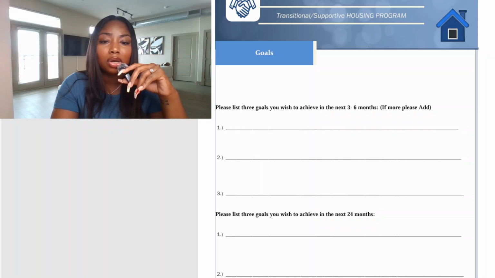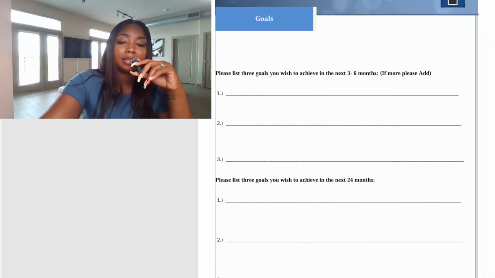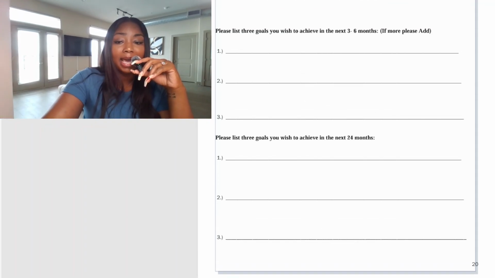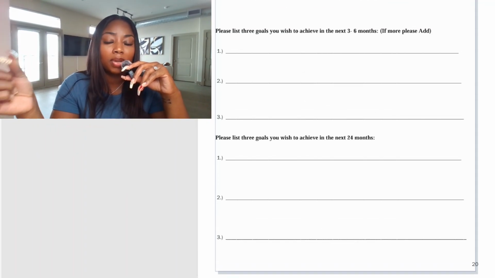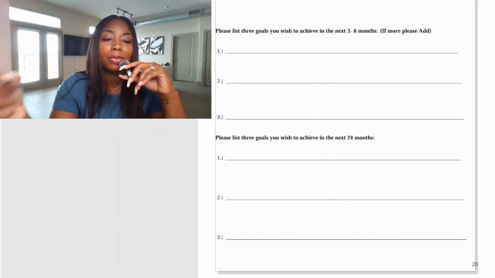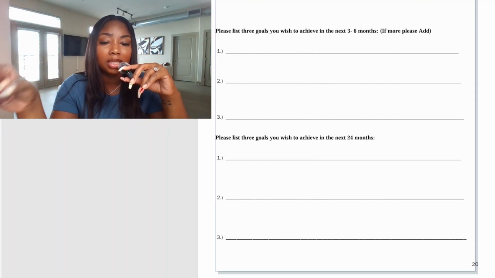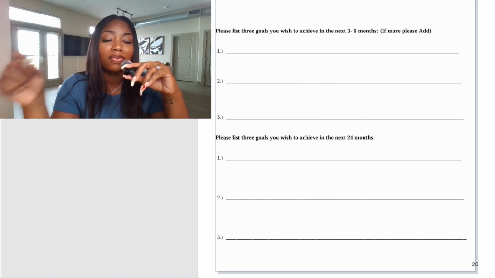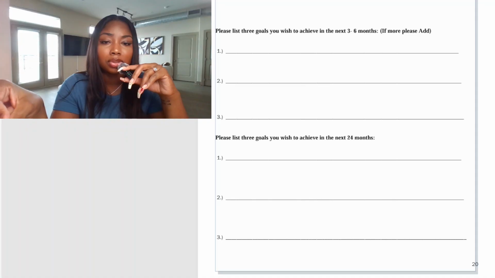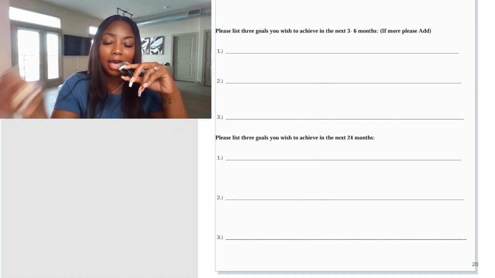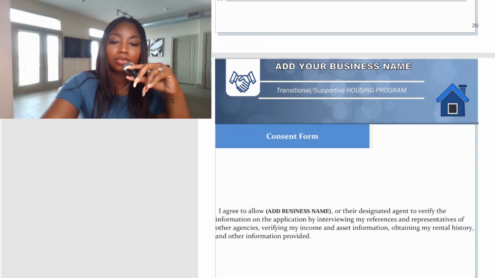So they will list their three goals for the next 3 to 6 months, which 9 times out of 10 is a short term goal, and next, they will list their goal in the next 24 months. So that way you're able to help these individuals meet their goals. If you're going to provide supportive services or work with agencies or organizations who are going to provide supportive services to these individuals, then it's very important that you know what their goals are so that way your program can help them get to that next step.